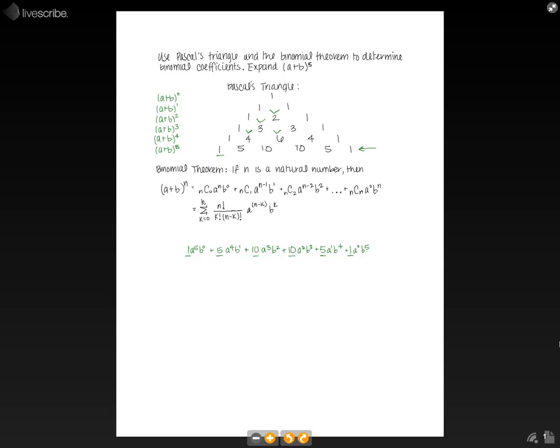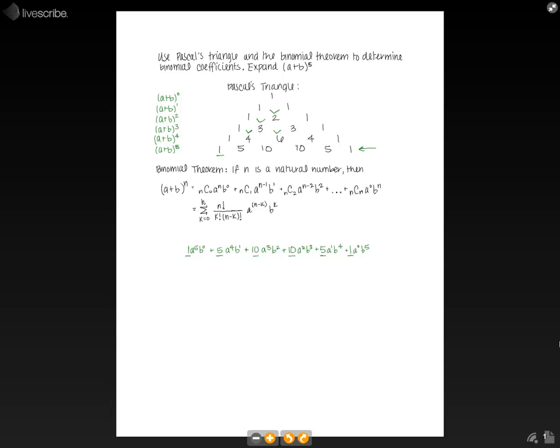So based on that, they wrote the binomial theorem, which says, if n is a natural number, then a plus b to the n is basically the summation from k equals 0 to n of n factorial over k factorial, n minus k factorial, times a to the n minus k, b to the k.